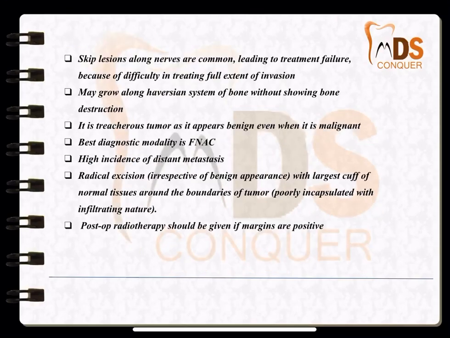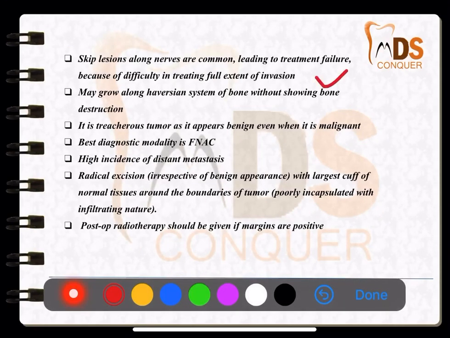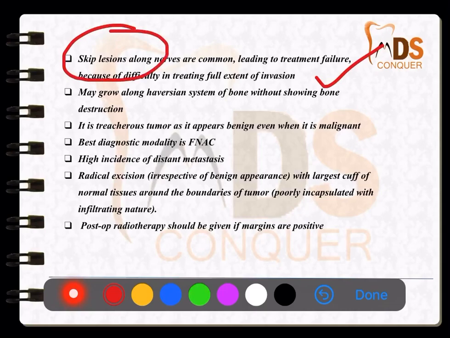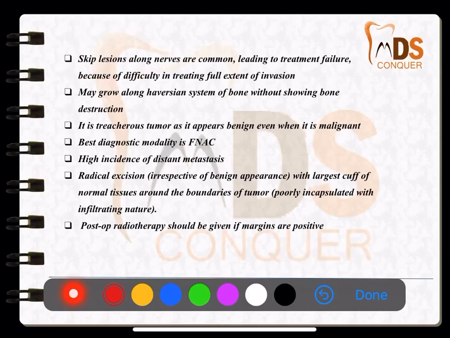Next, again important, are the skip lesions. Skip lesions means it will not be involved continuously, it will skip here and there. Skip lesions along the nerves are actually common, because of which the treatment is very challenging, and the treatment usually tends to fail because of difficulty in treating the full extension of the invasion. It is not continuous. So they can ask which of the following tumors of the salivary glands have skip lesions, then you have to go for adenoid cystic carcinoma.